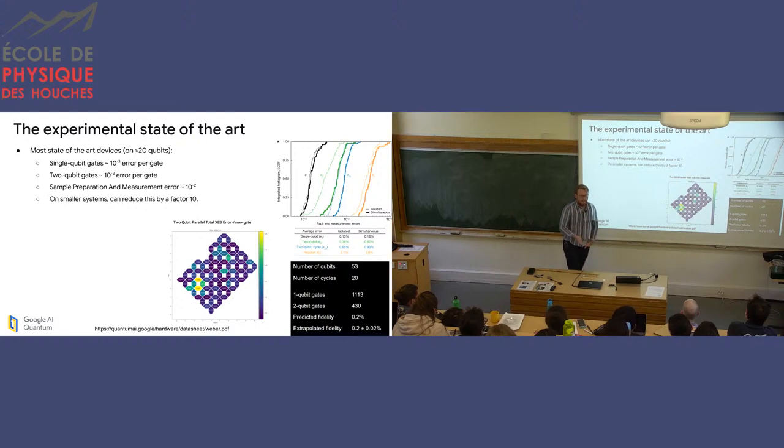And something that is kind of true of all devices is that on a 50-qubit device, these are the numbers you can get. But definitely in superconducting qubits, people have reported much higher numbers, and especially higher numbers on smaller devices where you have less crosstalk and less of a calibration challenge.